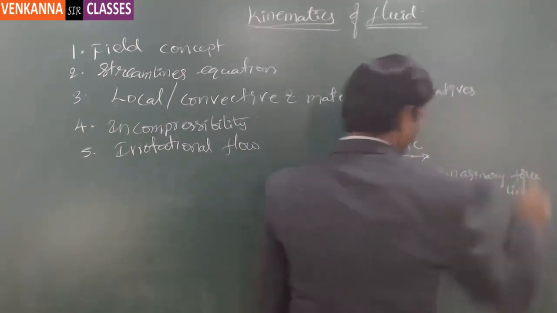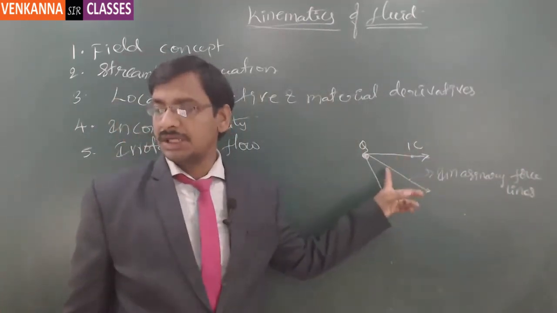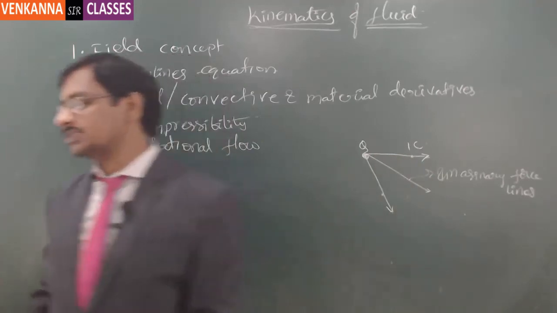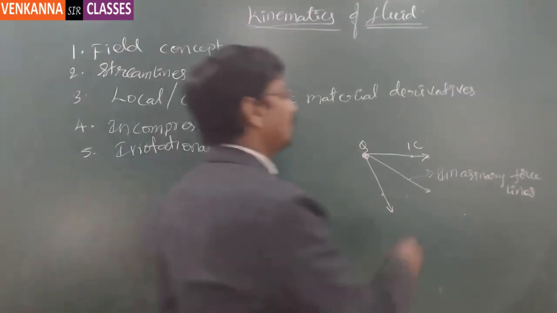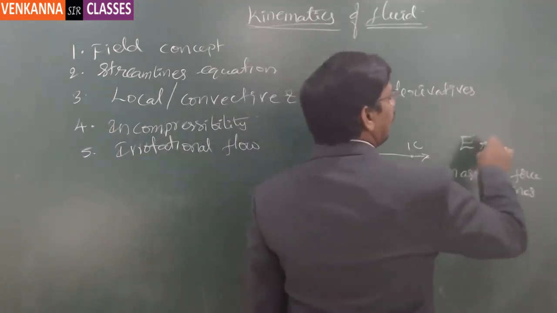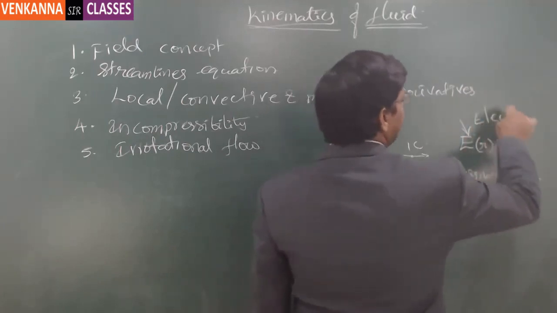Imaginary force lines, we mean these lines are not really drawn there. If you keep a charge, it will move in this direction. That is the assumption there. Got it? Understood or not? So all these lines together, if you represent them with an equation E of R, then this equation we call the electric field.